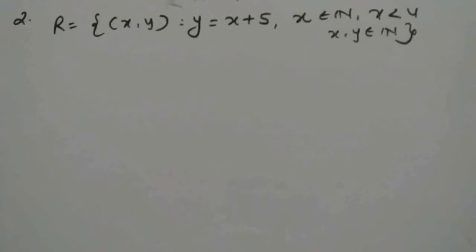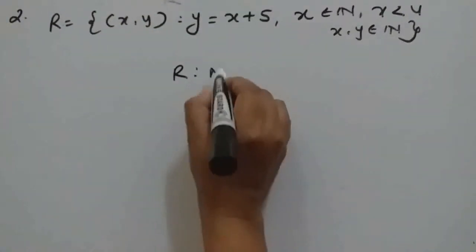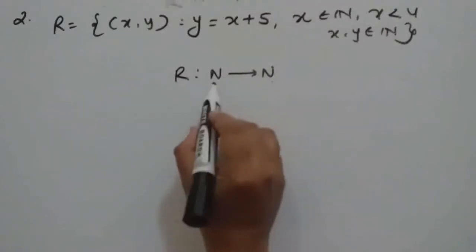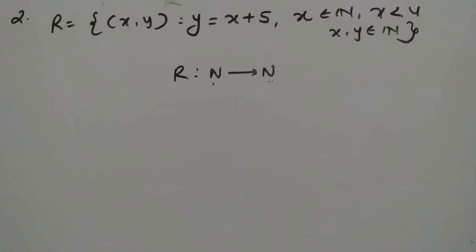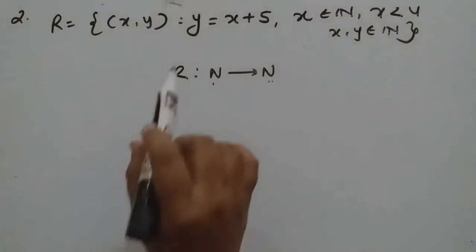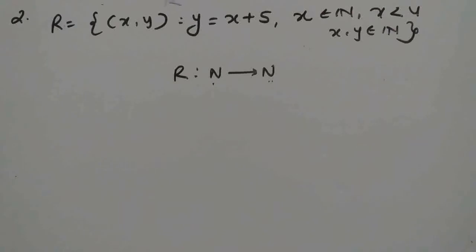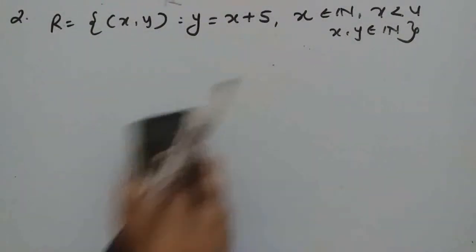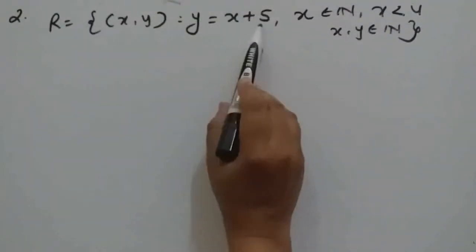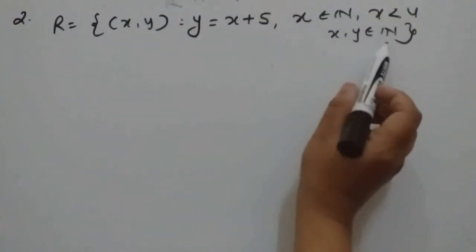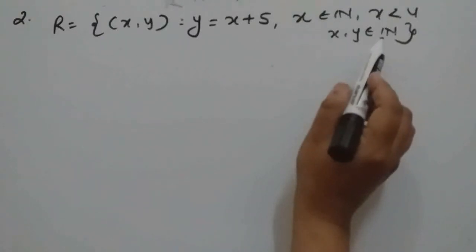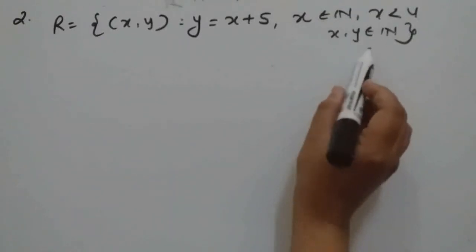Question number 2. Define a relation R on set N. R on set N means both sets, A to B, are N to N. Both sets are N only, natural numbers. Now it is defined this way. The relation is given in set builder form: y is x plus 5, where x belongs to natural numbers, x is less than 4, and x, y both belong to natural numbers. So here we have to find the roster form, domain and range.